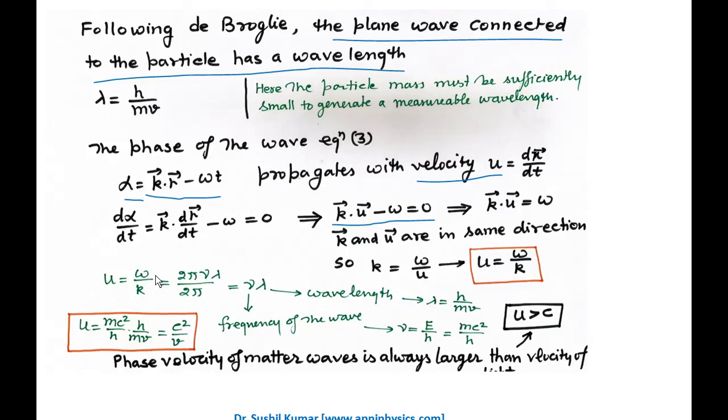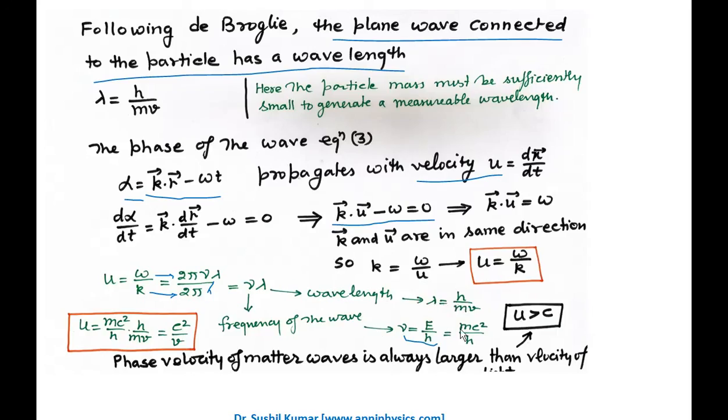So now if I put the value of omega, that is equal to 2 pi nu, and k is equal to 2 pi by lambda, then 2 pi nu is the value of omega and 2 pi upon lambda is the value of k. So after simplification I get here only nu into lambda, where nu is the frequency of the wave and lambda is the wavelength. This frequency can be defined in terms of energy, that is nu is equal to E upon h, and lambda is equal to h upon mv, that is in terms of the de Broglie wavelength.